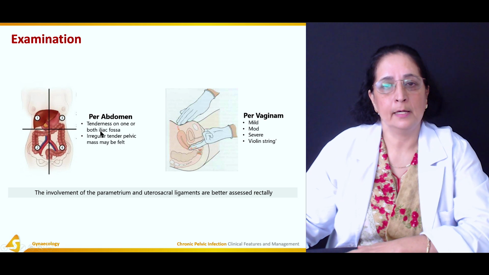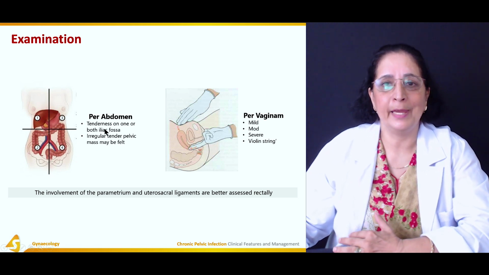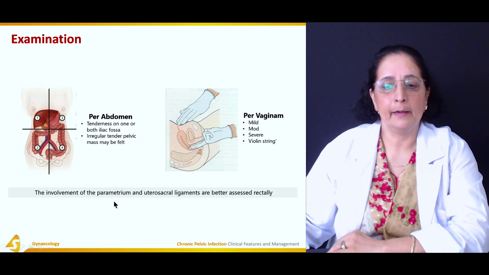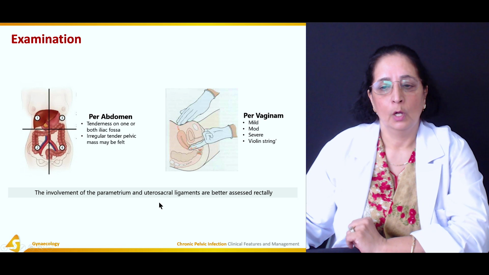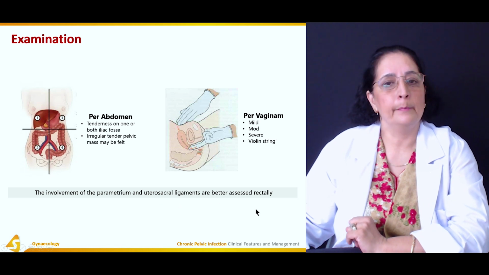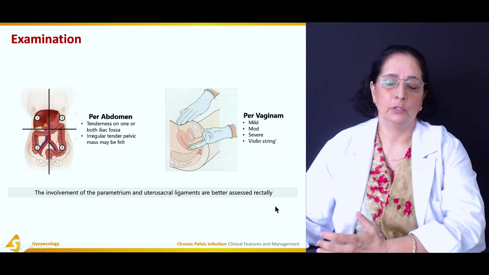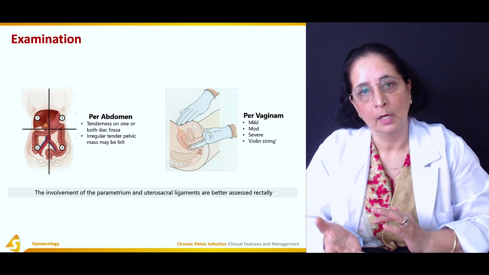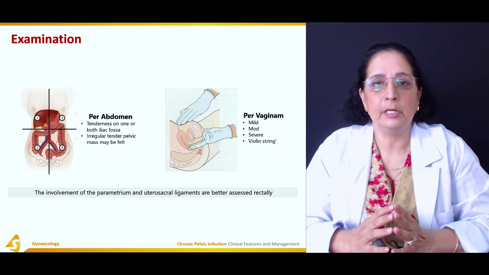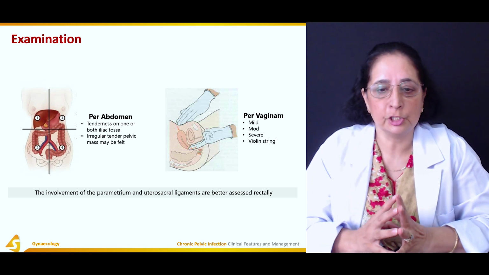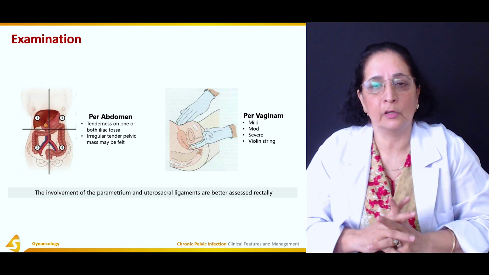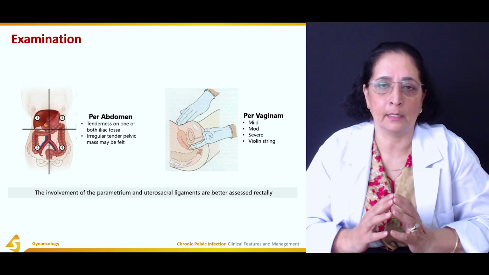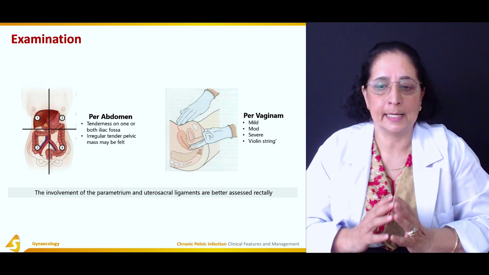So tenderness. Tenderness is the feeling of pain during palpation. The involvement of the parametrium and uterosacral ligaments is better assessed rectally. So besides the two examinations, which are through the abdomen and through the vagina, rectal examination can also be performed, especially when there is involvement of the parametrium and the uterosacral ligaments.